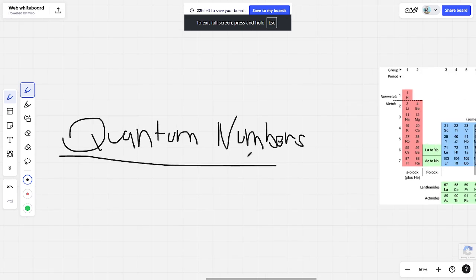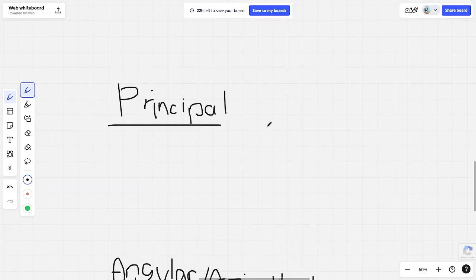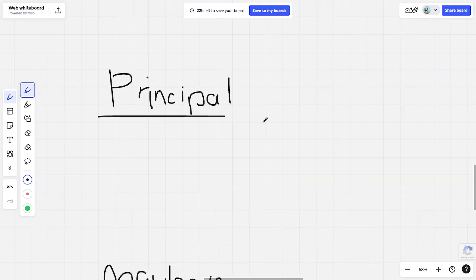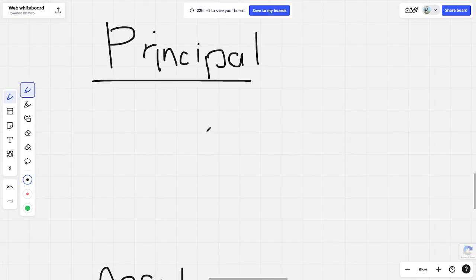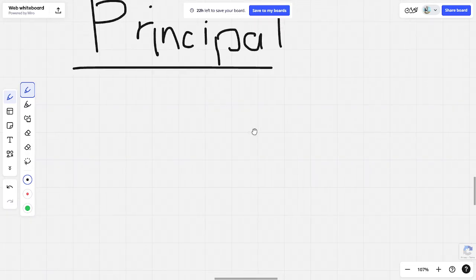Alright, today we're going to be talking about how to get quantum numbers. For the principal quantum number, you can get it either from the electron configuration or the visual way, or it's a given.